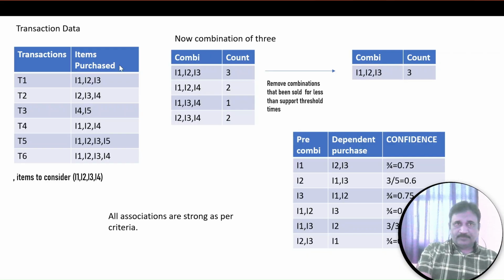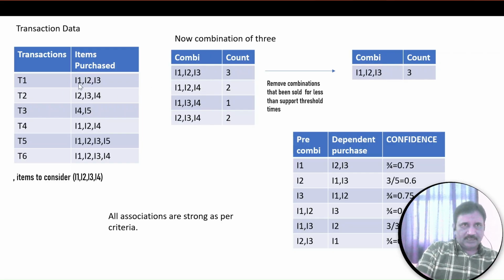This table is coming from the previous transparency for ready reference, right? Now we'll be combining 3 items together. So out of items I1, I2, I3, I4, I5 we have already dropped. So I1, I2, I3 will be the first combination, and I1, I2, I4 second, I1, I3, I4 third, then I2, I3, I4 fourth combination. Now let us count how many times each combination appears in our transactions.